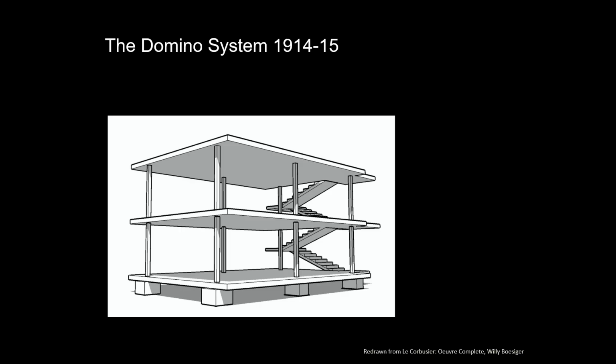The structural elements function solely to support the slabs and the stairs. The Domino skeleton consisted of 6 thick concrete columns that simply carried 2 horizontal slabs, one as the floors and the other as the roof. The columns and slabs were connected by a staircase. Apart from this, nothing else was fixed, thus permitting a great flexibility.